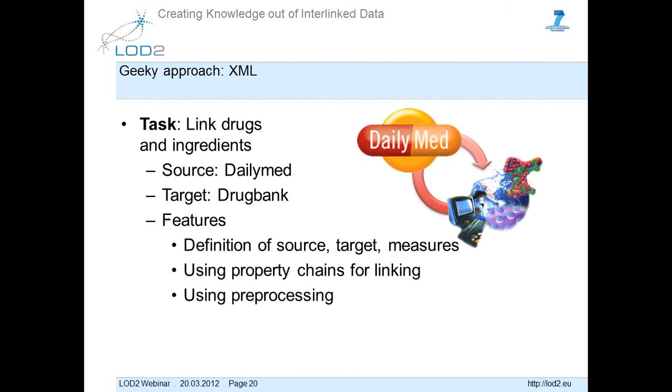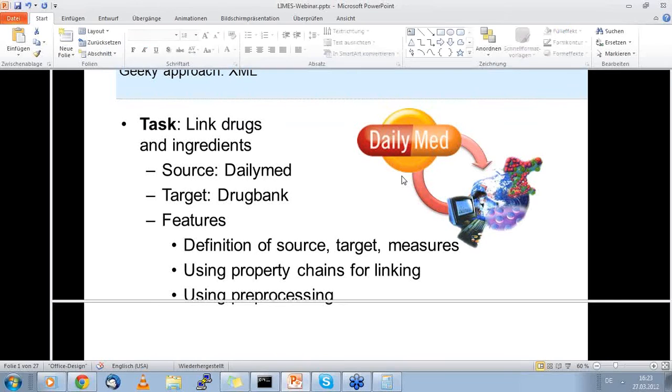So what we exactly want to do is find active ingredients from the one drug and link them to the other drug, the drug in DrugBank. In this particular case, it is not looking for owl:sameAs links, which is the most common use of link discovery frameworks. We can actually do way more with them. As I said, I'll show you how to use source, target and measure. I'll show you how to use property chains for linking, but also how to define pre-processing within a LIMES link specification. All right.